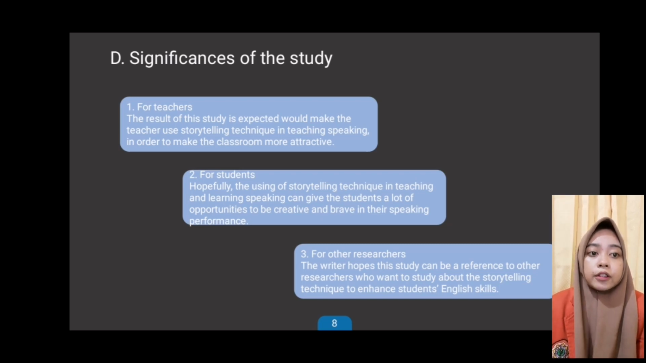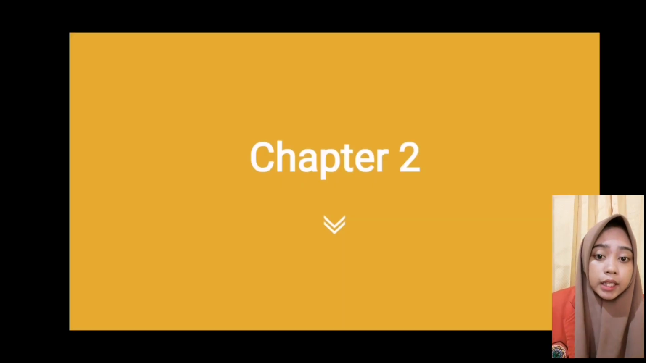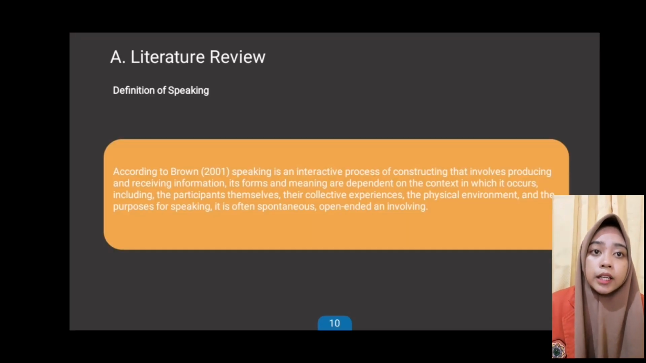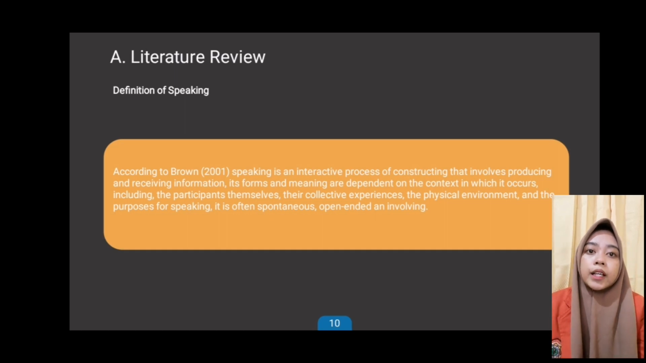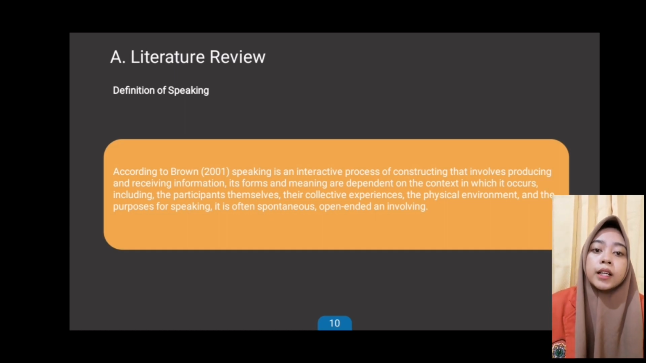Point 3, for other researchers. The writer hopes this study can be a reference to other researchers who want to study about the storytelling technique to enhance student English skills. The next, Chapter 2, literature review. Definition of speaking.